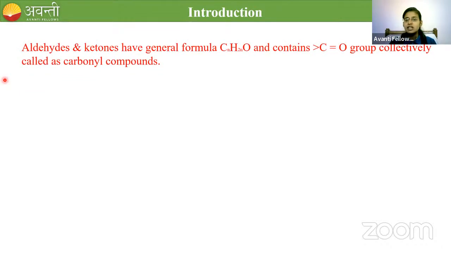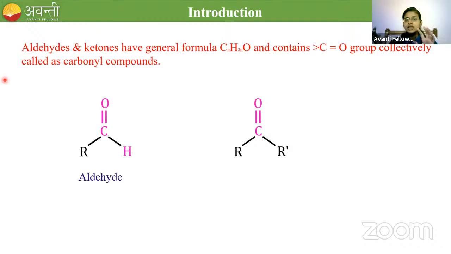So what are aldehydes and ketones? Aldehydes and ketones have the general formula CnH2nO and contain a carbon oxygen double bond group collectively. They are called carbonyl compounds. In aldehydes, we have a carbon oxygen double bond with hydrogen on one side and an alkyl group attached to the carbon on the other side. In a ketone, both groups will be alkyl groups. You know what alkyl groups are: methyl, ethyl, propyl. Clear? So this is the ketone part and this is the aldehyde part. RCHO is an aldehyde and RCOR is called a ketone.